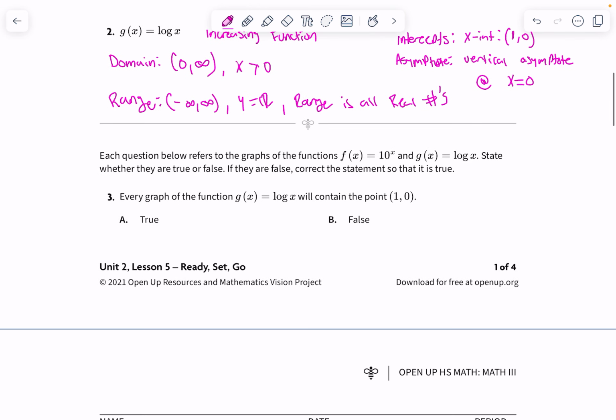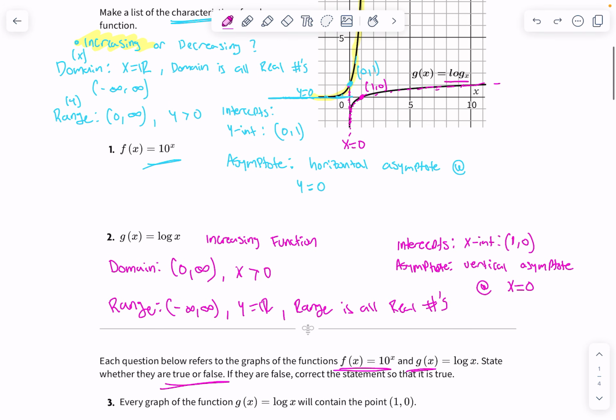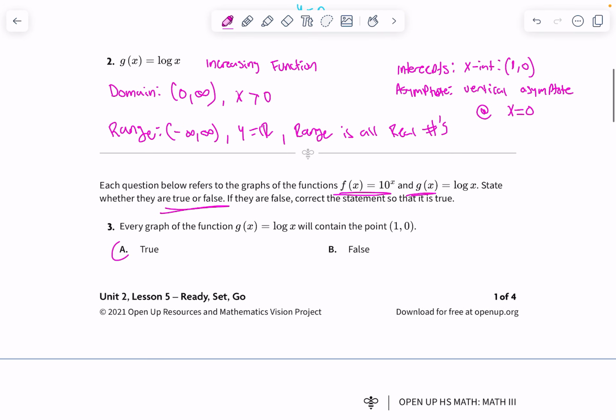Awesome. Let's talk about the next part. Each question below refers to the graphs of the functions 10 to the x, f of x, and g of x. So there's two functions. State whether they are true or false. If they are false, correct the statement so that it is true. Every graph of the function g of x equals log of x will contain the point 1, comma 0. So let's look at 1, comma 0. Right there we know that's a true statement.